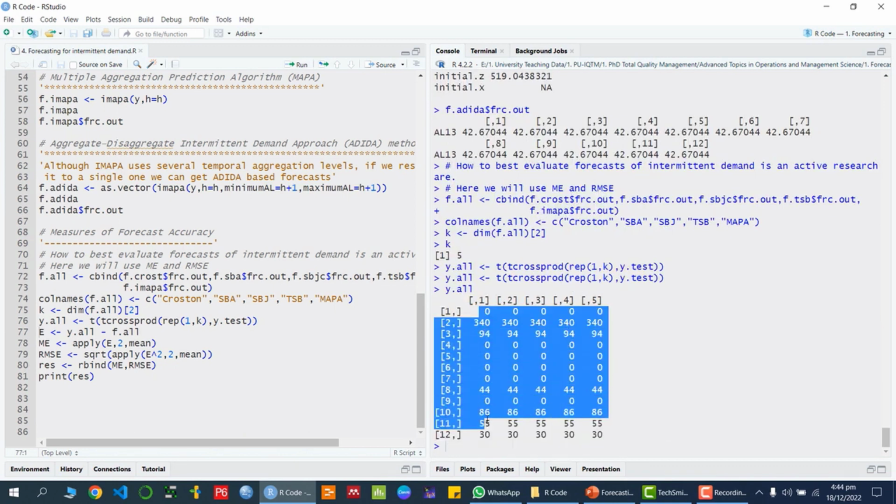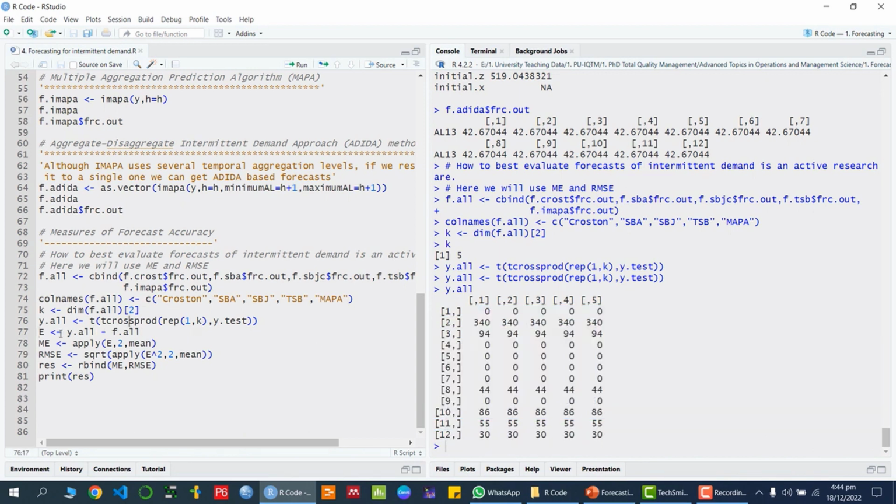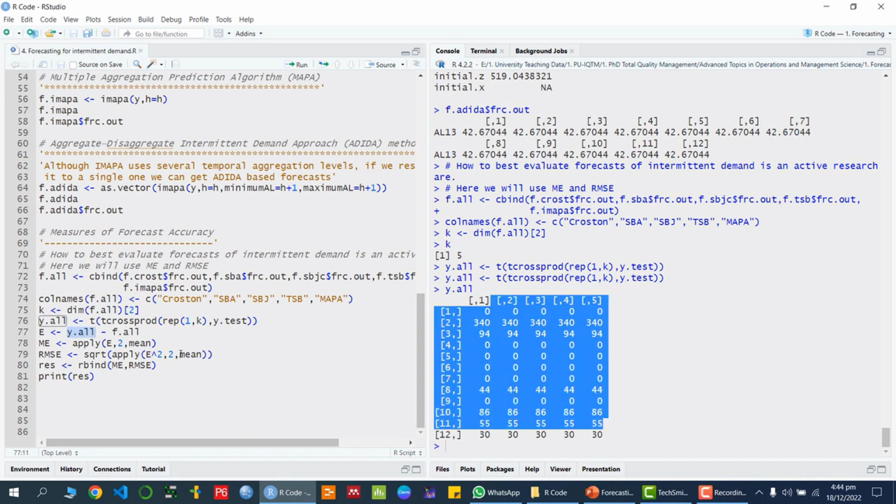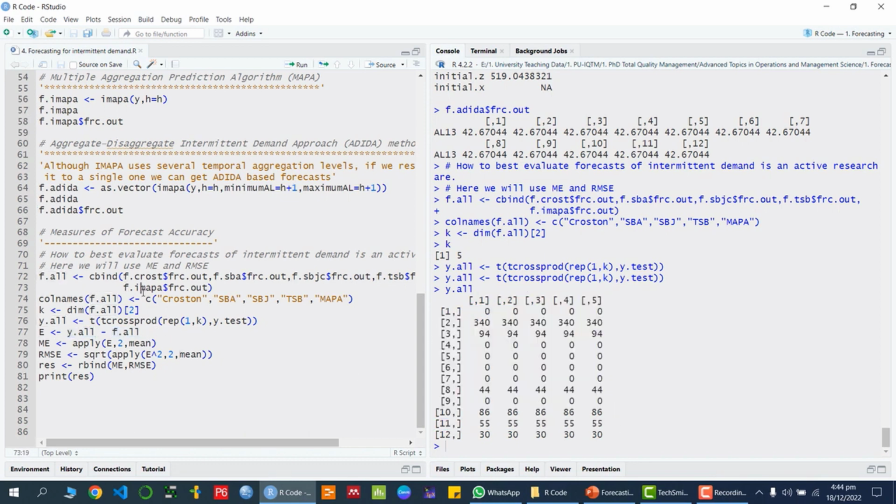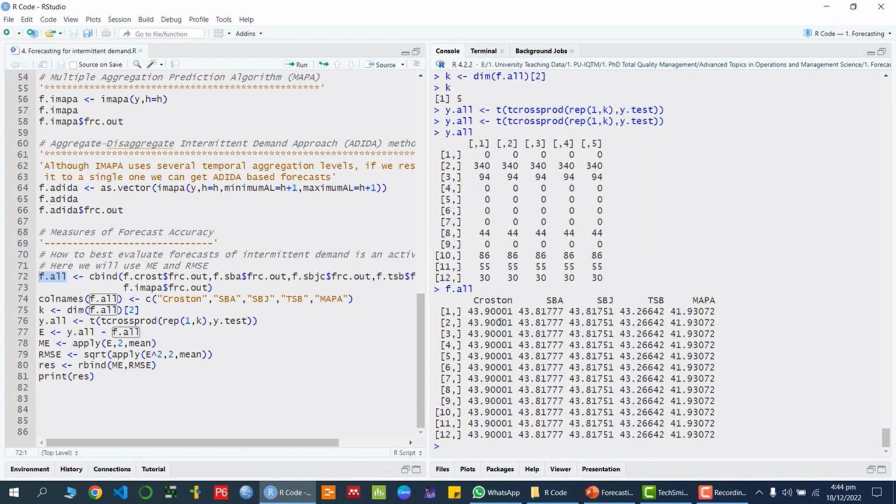So now we can easily calculate the errors of all. This is y.all, which means this particular matrix minus f.all, which has all the methods' forecasted values. If you run f.all, you can see that against Croston we have the forecasted value and these are the original values. Against SBA, this is the forecasted value and this is the original values. Now I am calculating the errors.